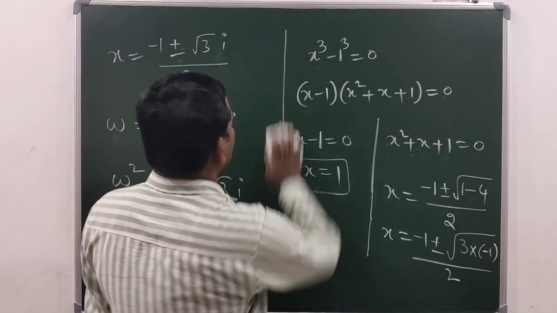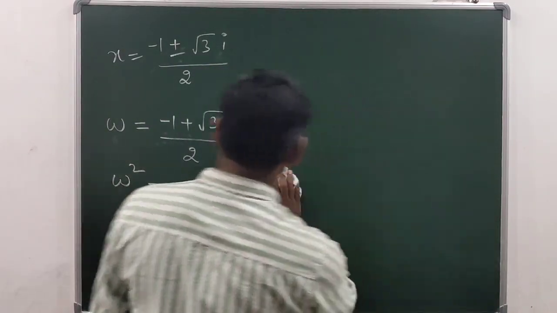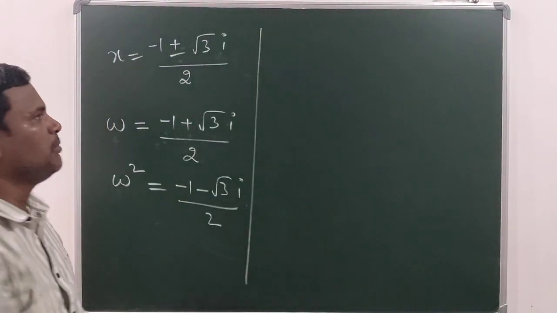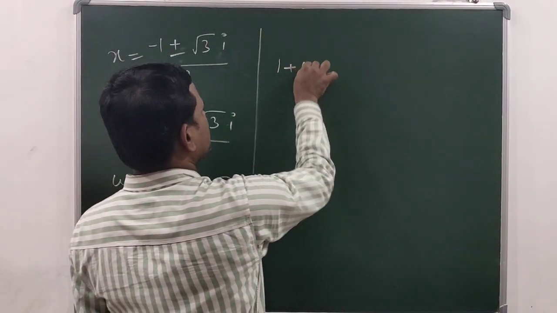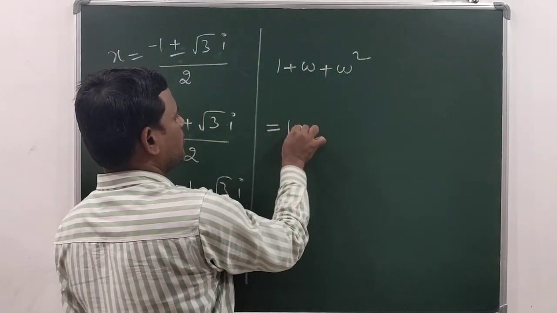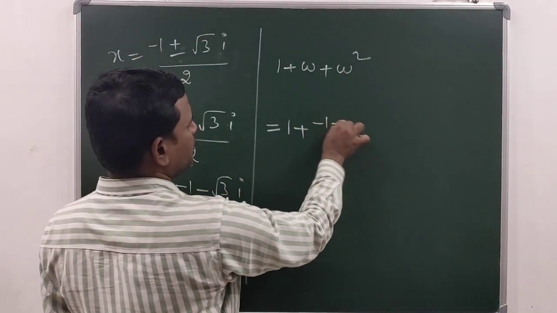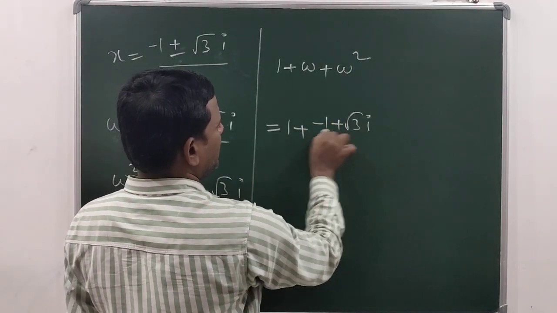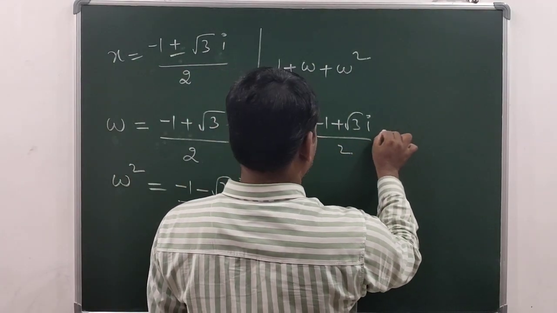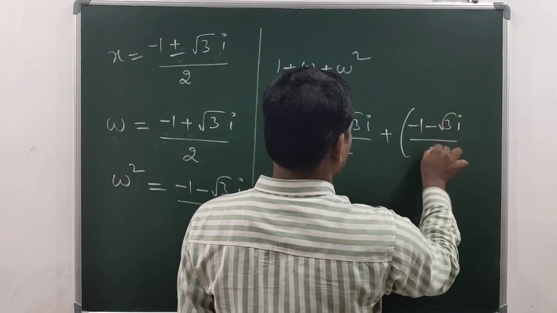Now hereafter let us see a few properties of these cube roots of unity. If you add these three, what do you get? Tell me. 1 plus omega plus omega square. Here omega is minus 1 plus root 3i by 2, and here omega square is minus 1 minus root 3i by 2.